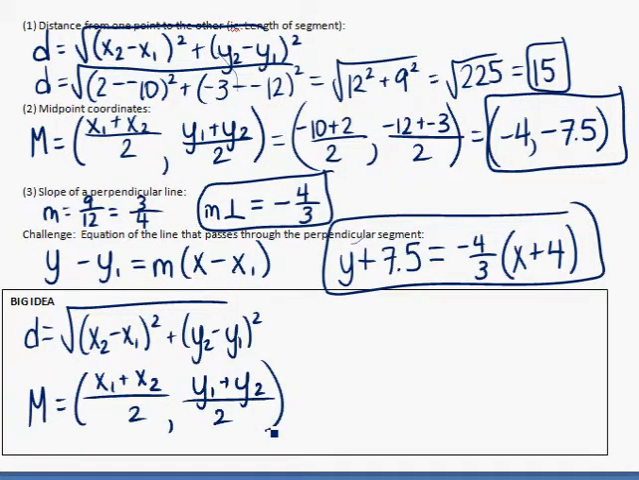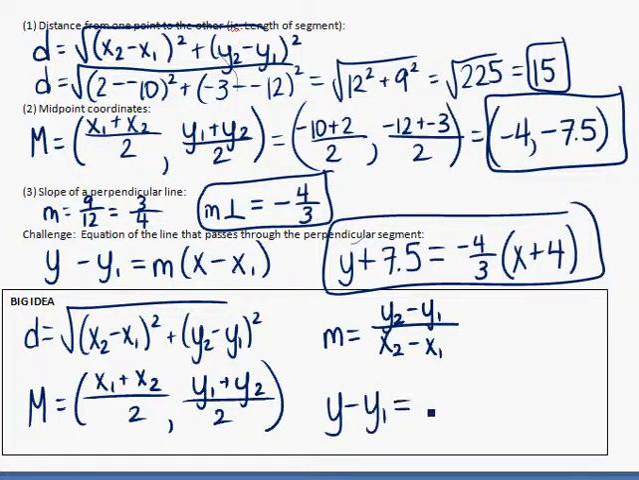We didn't end up using the slope formula because there was already a slope triangle drawn. But slope is y2 minus y1, the change in the y values, over x2 minus x1, the change in the x values. And finally, the last one that we used was the equation of a line in point-slope form, which was y minus y1 equals m times x minus x1.